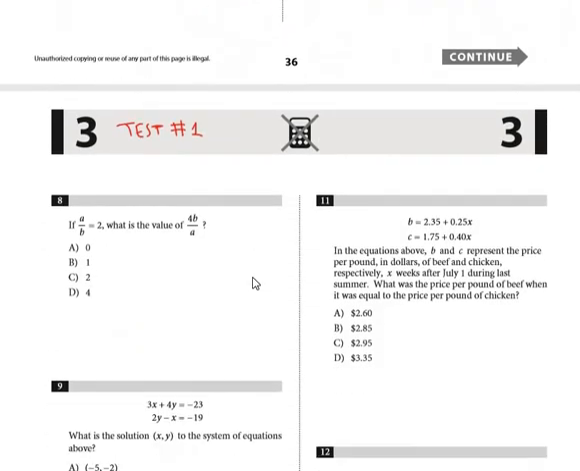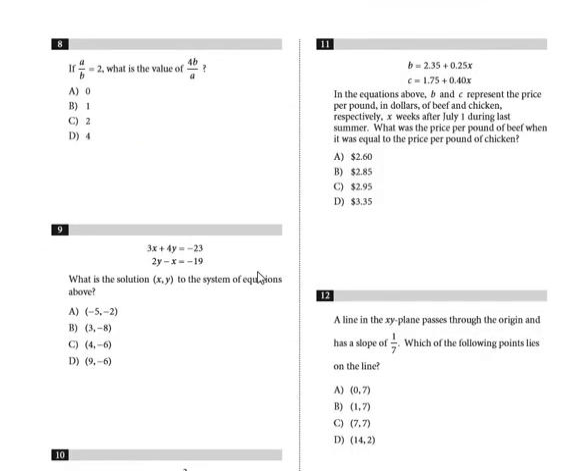Let's go to question number 8. If A over B equals 2, what's the value of 4B over A? We were given A over B as 2, and we have here B over A.